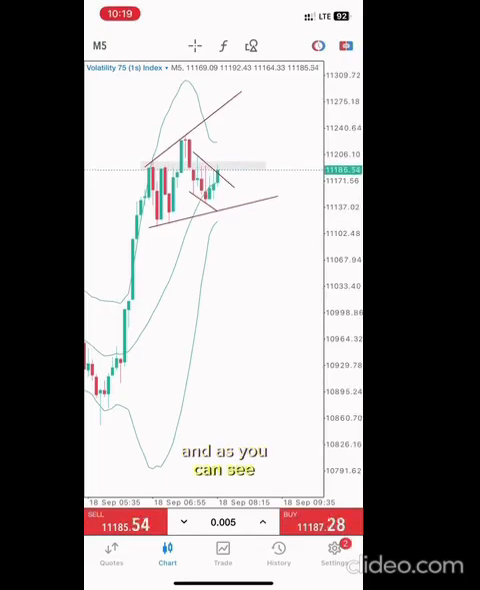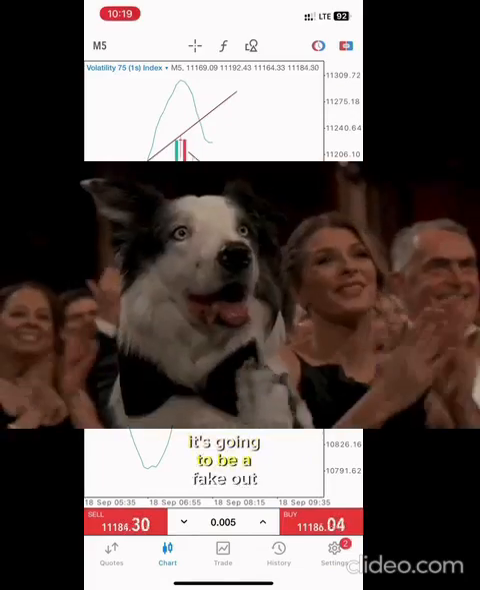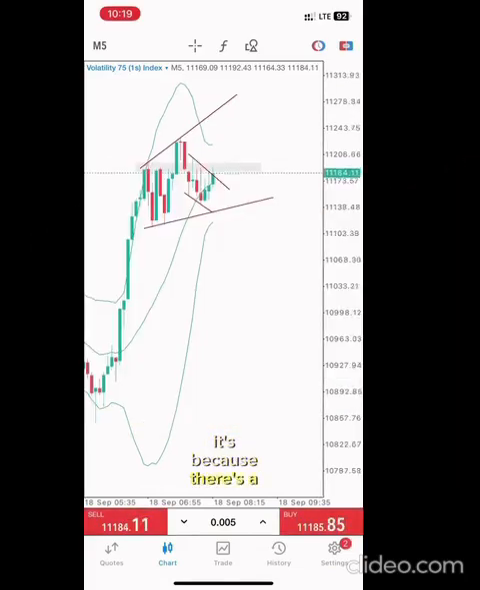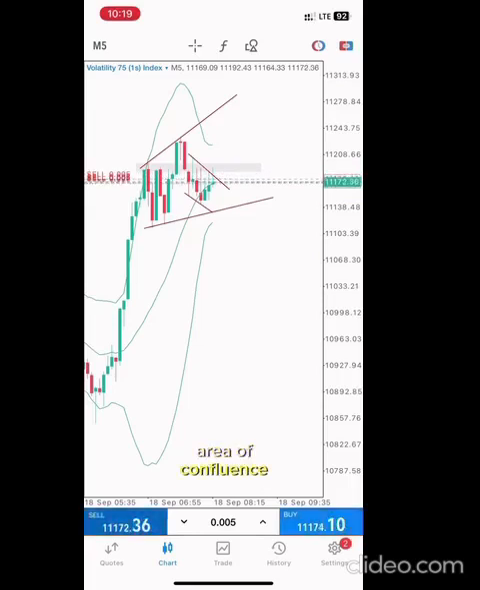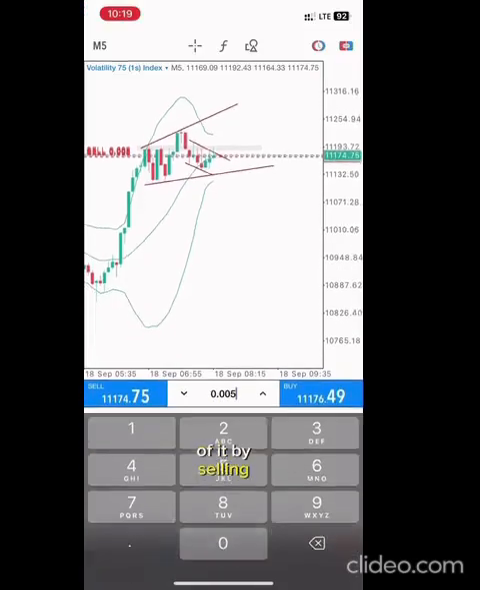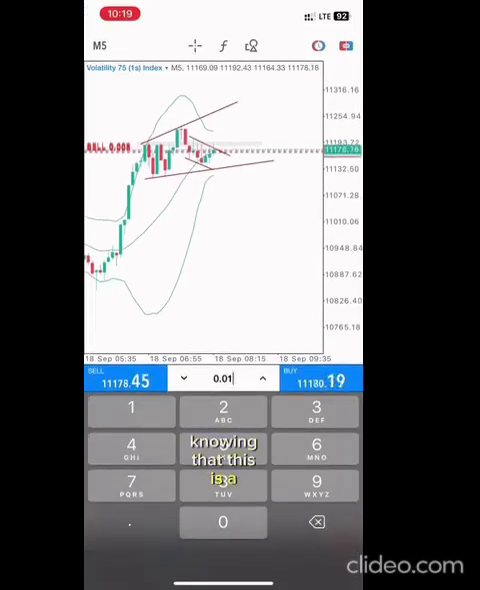And as you can see, it's going to make a fake out. How do I know it's going to be a fake out? It's because there's a middle Bollinger Band there. In that line, it doesn't necessarily just go up and down. That's the line of resistance and confluence, an area of confluence. So you can see it was a fake out as the candlestick is going down in the trend line. So I'll take advantage of it by selling and taking advantage of knowing that this is a Quasimodo.